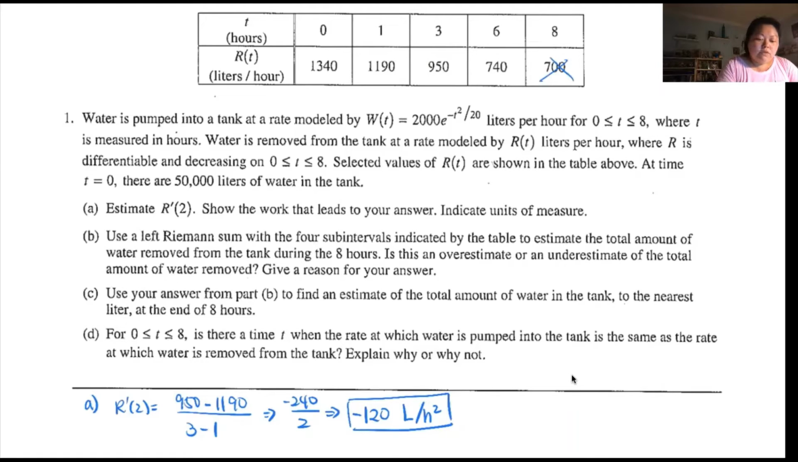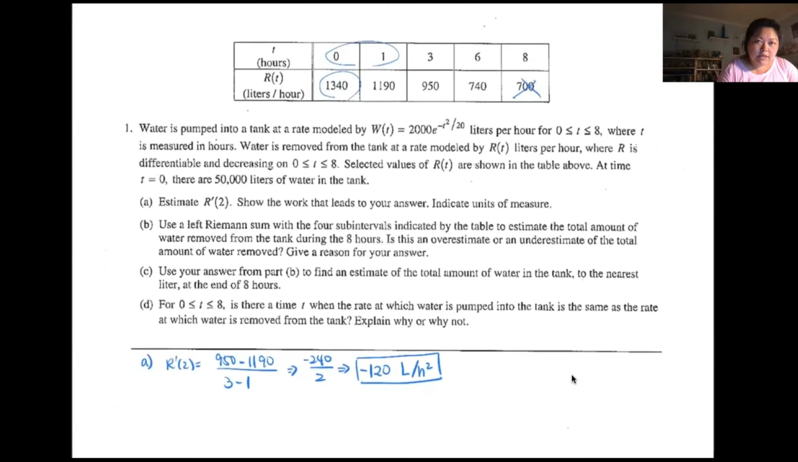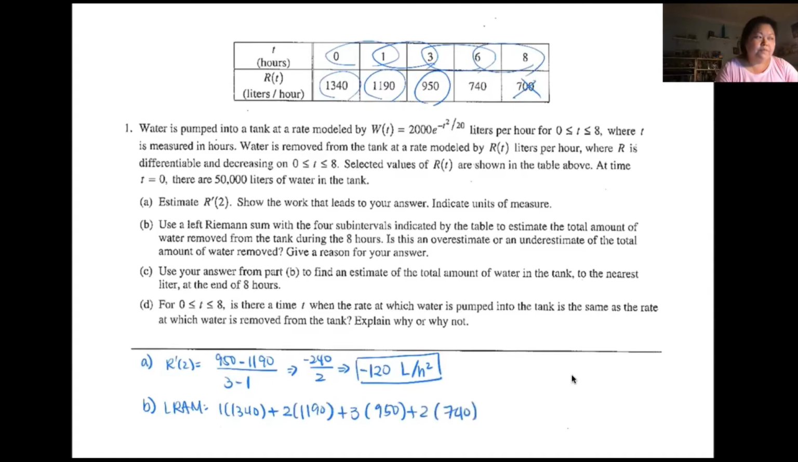So between the first 2 intervals, that's 0 and 1, multiplied by 1340. So using LRAM, it's going to be 1 times 1340 plus, between 1 and 3, that's a difference of 2, and then using this y value, 1190. And then between 3 to 6, that's a difference of 3, using the LRAM here, 950. And then between 6 and 8, that's 2, and then using 740.